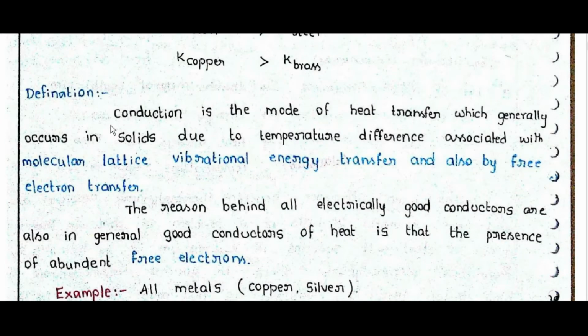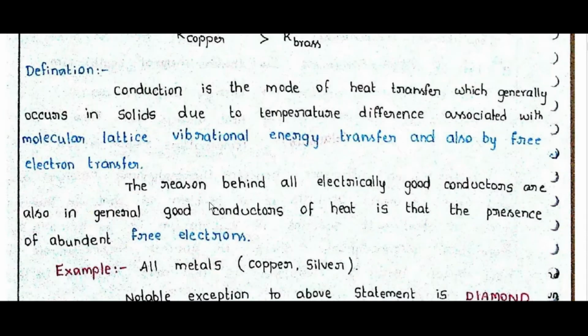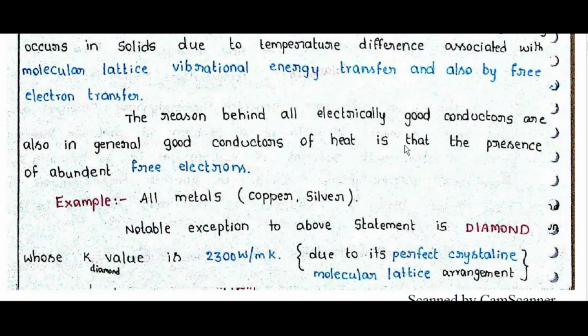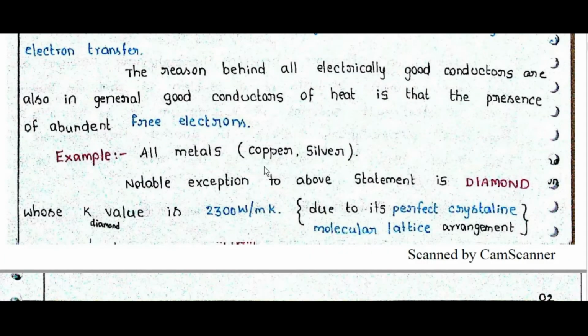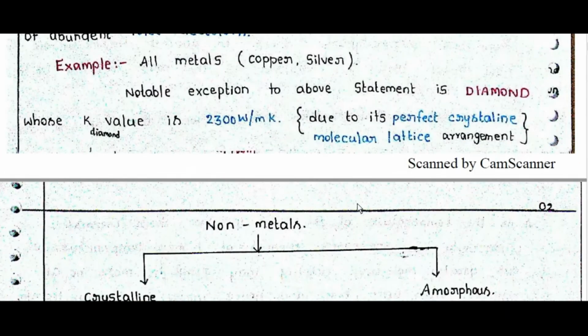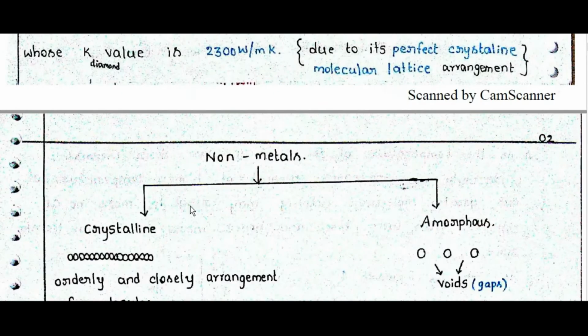Definition: conduction is a mode of heat transfer which generally occurs in solids due to temperature difference, associated with molecular lattice vibrational energy and free electron transfer. The reason all electrically good conductors are also generally good conductors of heat is their abundant free electrons, for example all metals, copper, silver. A notable exception is diamond, where K of diamond is 2300 watt per meter Kelvin due to its perfect crystalline lattice arrangement.